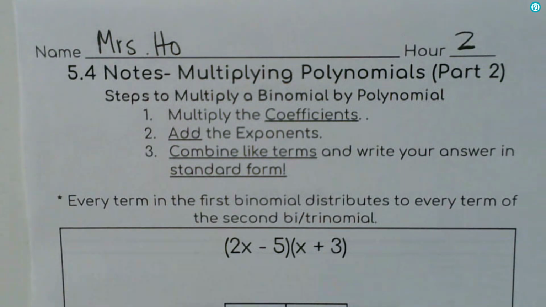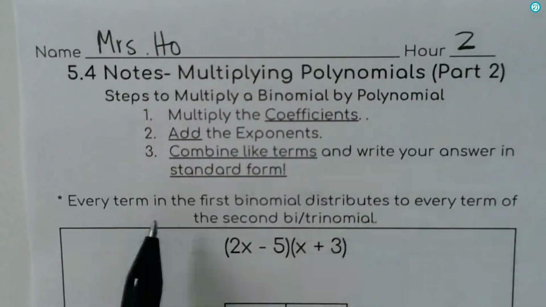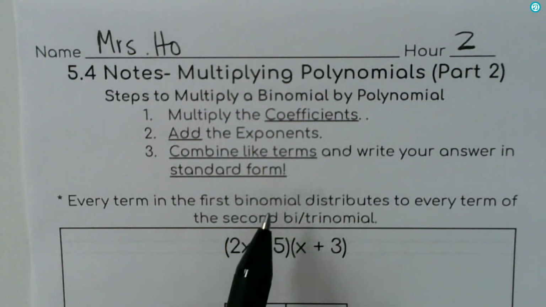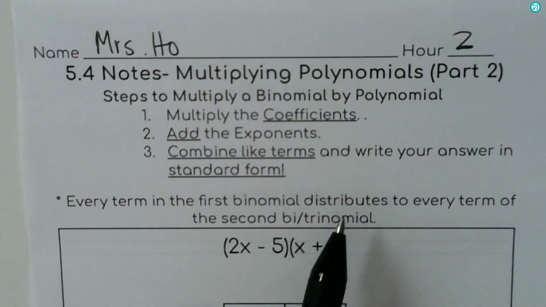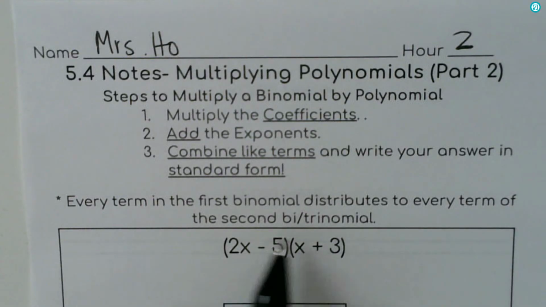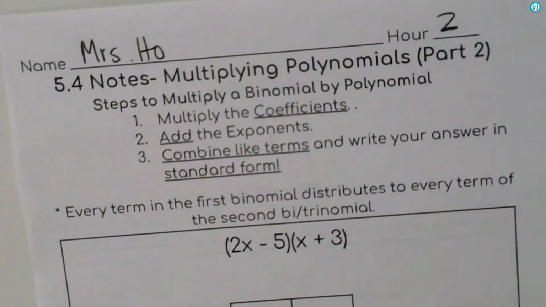Then I put a little note here. The big difference today is since we're multiplying by a binomial, everybody has to get multiplied by that binomial. So every term in the first binomial has to distribute to every term in the second binomial or trinomial. Front side is binomials, back side is trinomials.